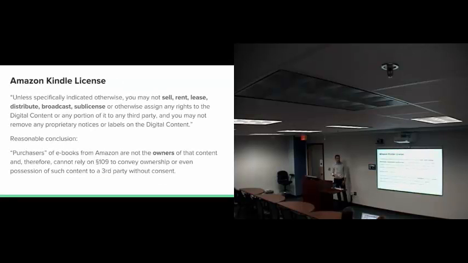So again, to look at a couple of examples, this is the Amazon Kindle license. You can see it says, unless specifically indicated otherwise, you may not sell, rent, lease, distribute, broadcast, sublicense, or otherwise assign any rights to the digital content or any portion of it to any third party. You may not remove any proprietary notices, and so on. What this basically means is that if we were to consent to a license with that kind of language, we don't own the content at all, and we give up any rights that we would normally associate with the first sale doctrine. And we severely limit our ability to share that material except within the parameters defined by the publisher.